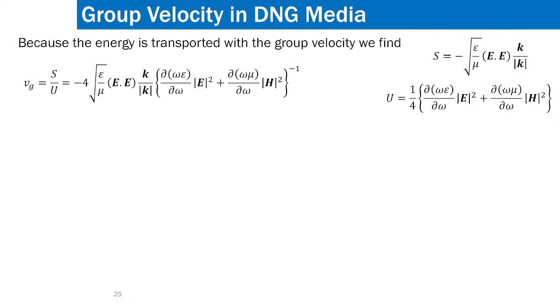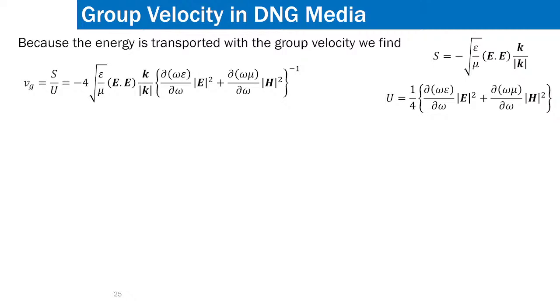Now let us look at the group velocity. So causality we have seen. Now let us look at the group velocity. For group velocity, the definition is it is the ratio of the magnitude of Poynting vector to the energy density. So Vg is equal to S by U.